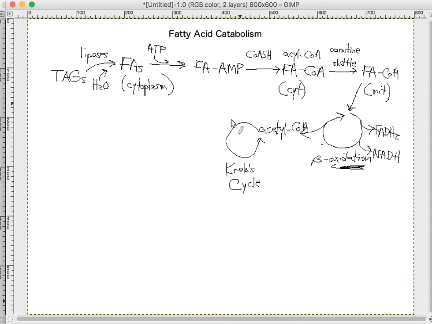So there's a couple things in here we have to go into more detail about to understand catabolism. One is the carnitine shuttle. How does that work? And the other, we're going to look at the reactions of beta oxidation to see how we're going to turn this longer carbon chain into acetyl-CoAs and generate those reduced cofactors.